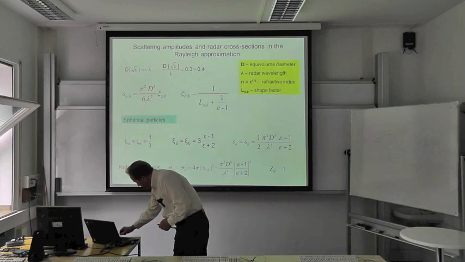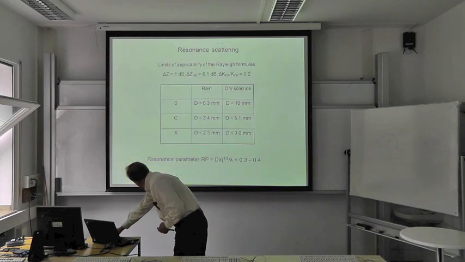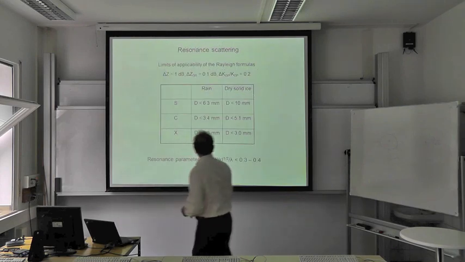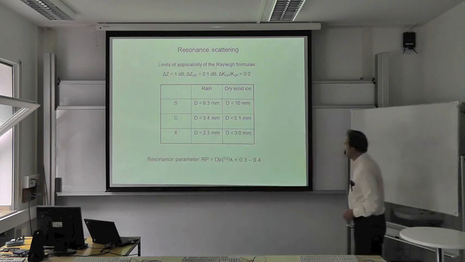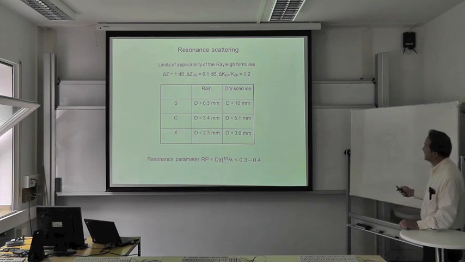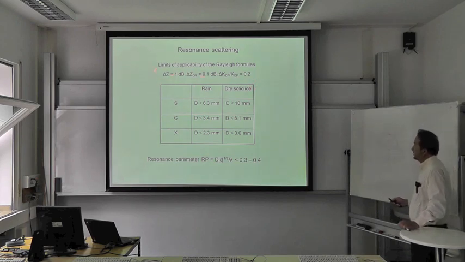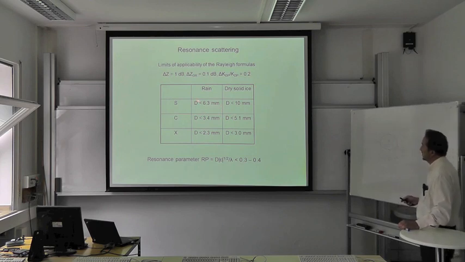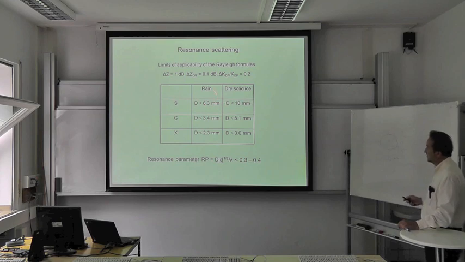So in general, however, if you're talking about quantitative estimation, of course, we need to use either the Mie solution or the T-matrix solution. And this table shows the limits of applicability of Rayleigh formulas, provided that we require the accuracy of reflectivity estimation of 1 dB, differential reflectivity of 1/10 of a dB, and measurement of specific differential phase of about 20%. That means that we can safely use those Rayleigh formulas for most raindrops at S band, at about 10, 11 centimeters.